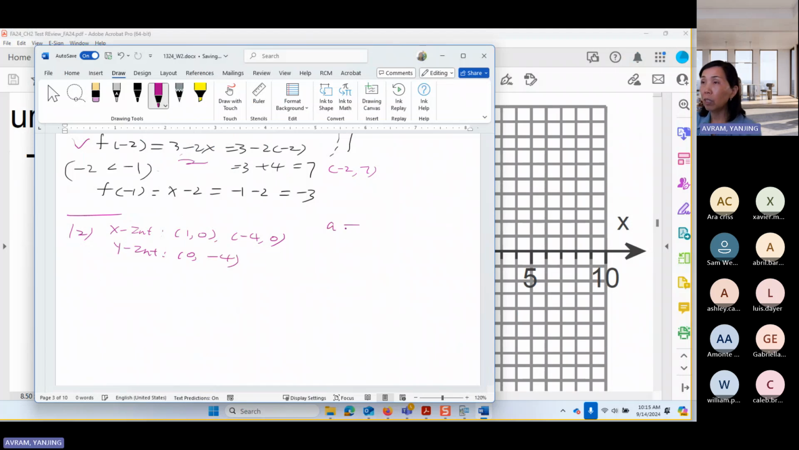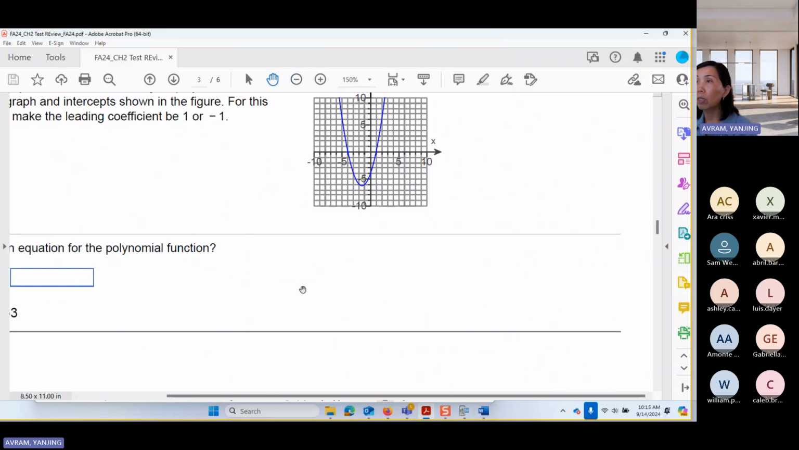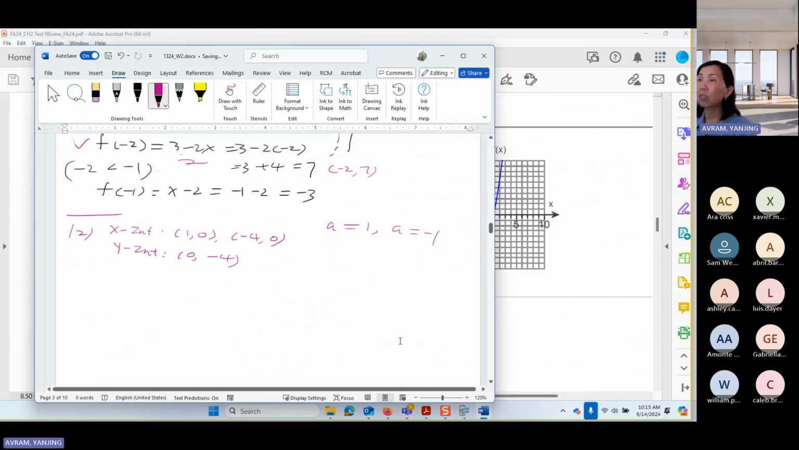So A will be equal to 1 or A equal to negative 1. Oh, this is facing up, right? So facing up, A should be positive. Yeah, A should be positive, so A is positive in here. All right, so now how do we do this one? We cannot find a vertex, so I'm going to use f of x equal to ax squared plus bx plus c, this equation.